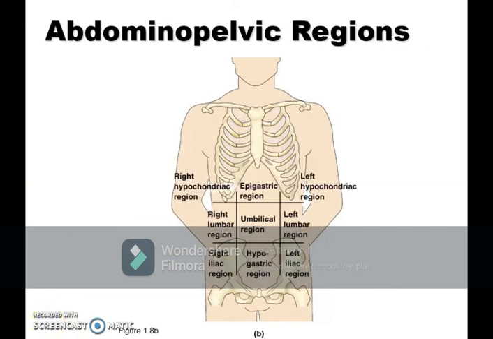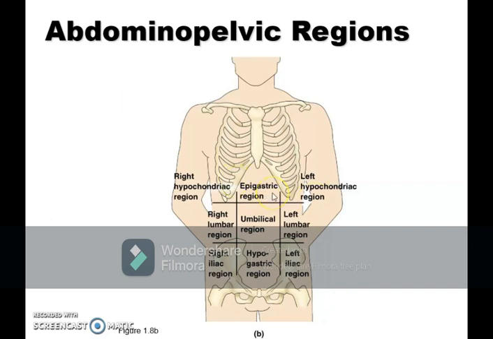Let's continue. We also have the abdominopelvic regions. What are those nine regions? Number one, we have the hypochondriac region, the right and the left hypochondriac. These are the two upper right and left regions below the cartilage of the ribs that extend over the abdomen. The second one is the epigastric region, which is the region above the stomach.